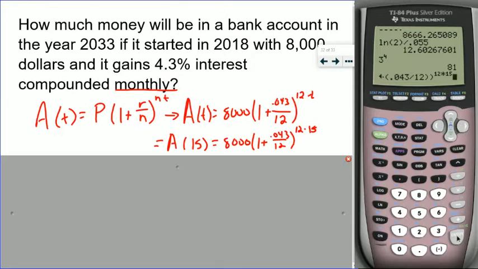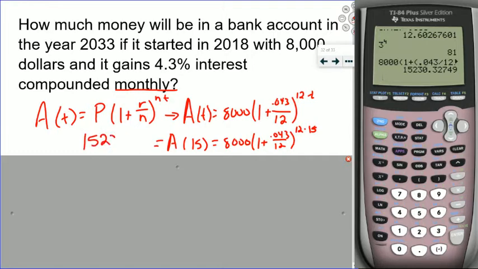So once you have that, hit the enter key, and this says that we'll have $15,230.33 in 2033. So that's 15,230.33. That's how much money we will have in the year 2033.